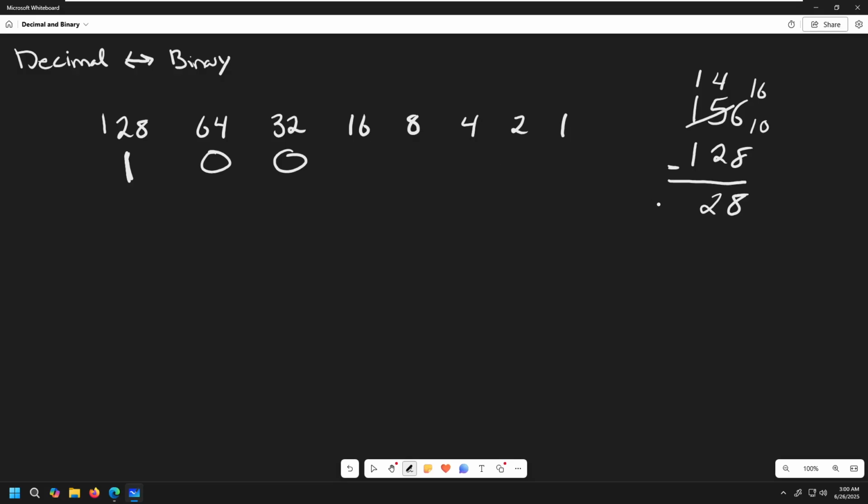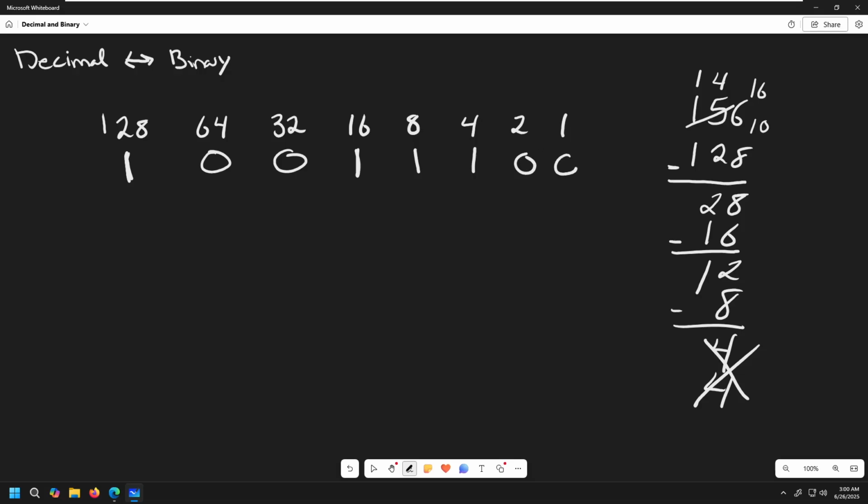Is 16 less than 28? Of course it is. Oh, I forgot to turn it on. Remember, 1 is on, 0 is off. And we'll subtract 16. I believe that leaves 12, I hope. Is 8 less than 12? It is indeed. That gets turned on. With 4 left over. And with 4, we have run out of value, in which case 2 and 1 are just 0.